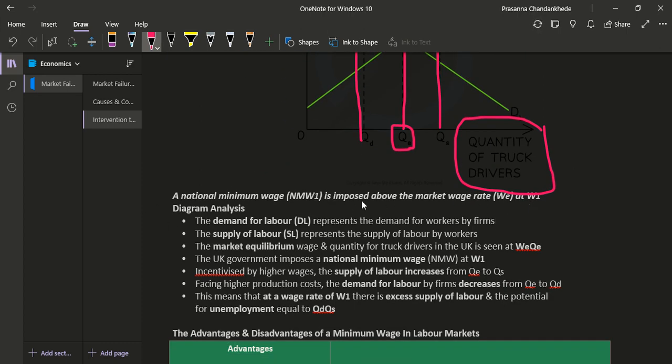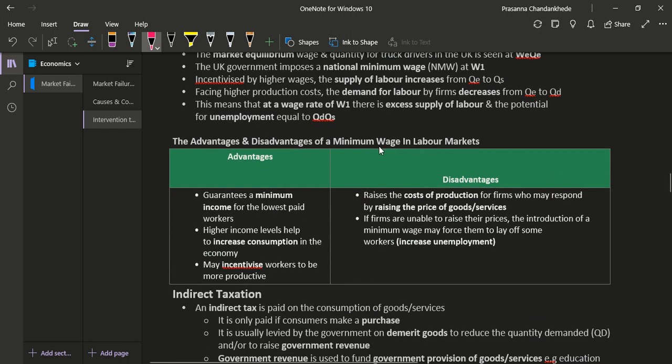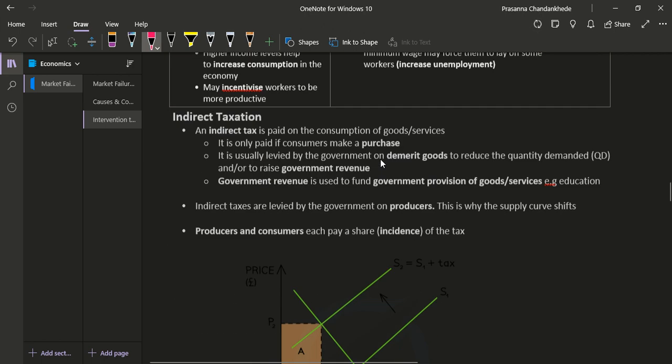NMW is imposed above the market rate at W. I just told you all this. Let's move on. These are the advantages and disadvantages of minimum wage in labor markets. Pause the video, read them.